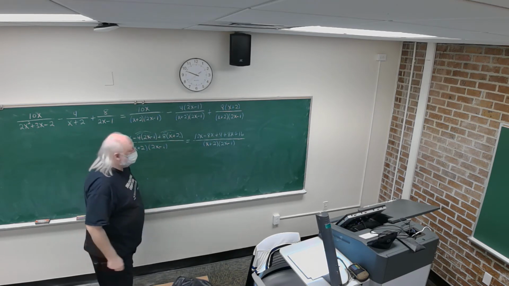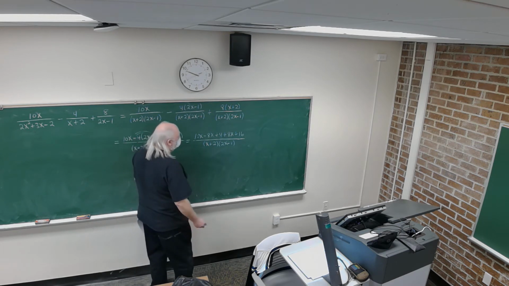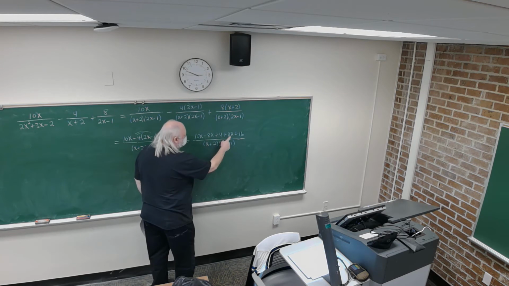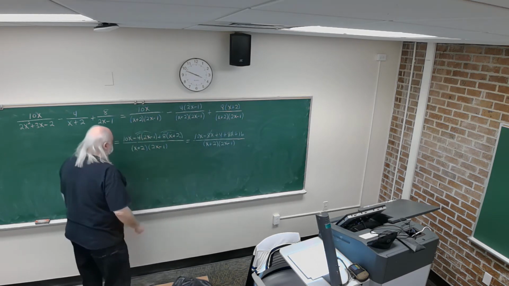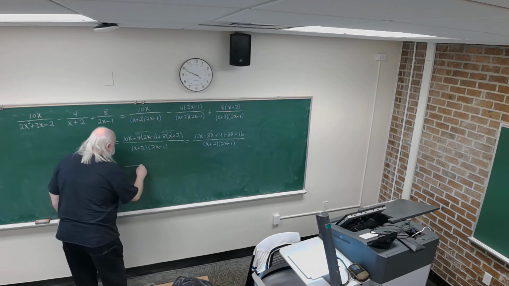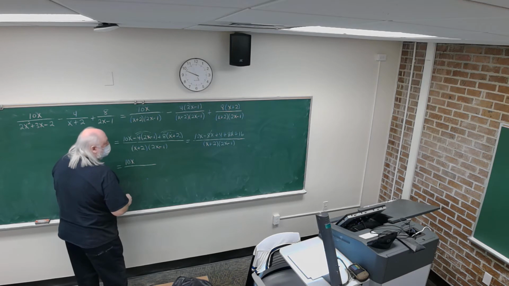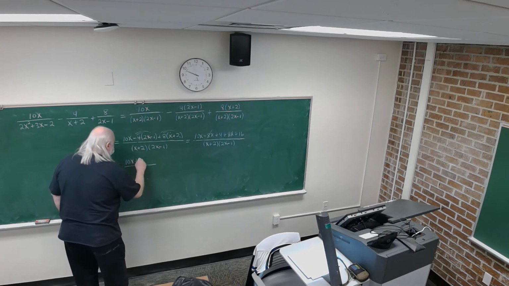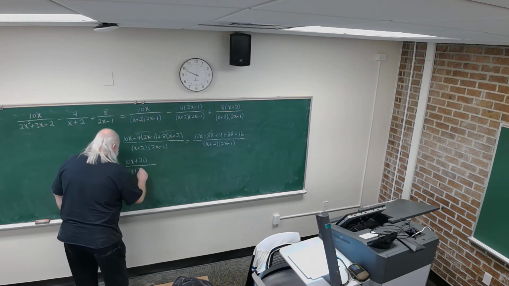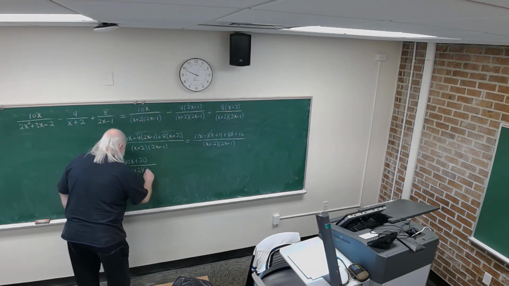And now I'm simplifying the numerator. Combine like terms. You do 10x minus 8x plus 8x. The minus 8x and the plus 8x cancel, and we're left with 10x. And then 4 plus 16 is 20. And that's all over x plus 2 times 2x minus 1.